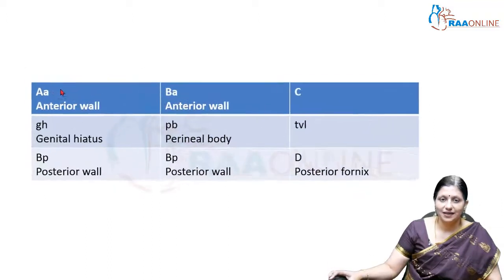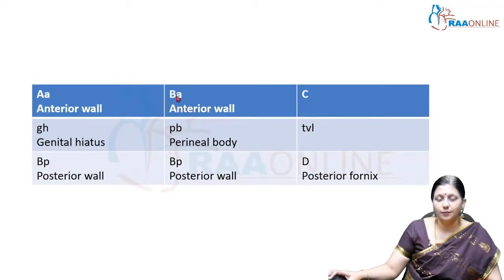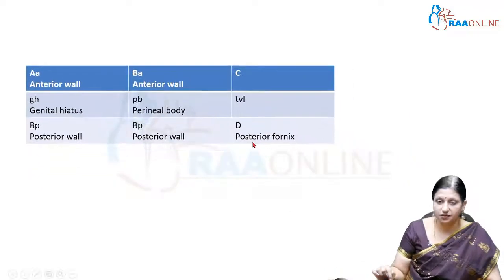So this is point Aa on the anterior wall, Ba on the anterior wall, the position of which can range from -3 to TVL, and this is the position of point C, and genital hiatus, perineal body length and total vaginal length, the point on the posterior wall, and the point D in the posterior fornix.